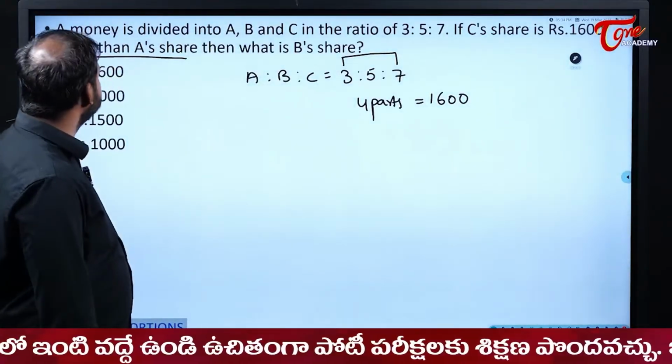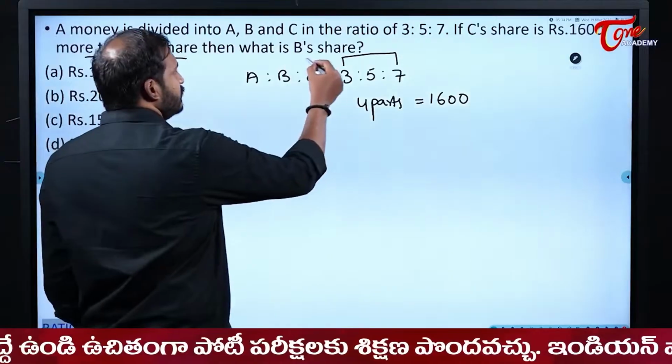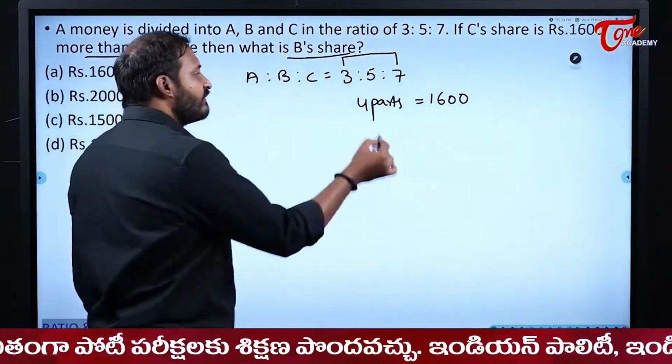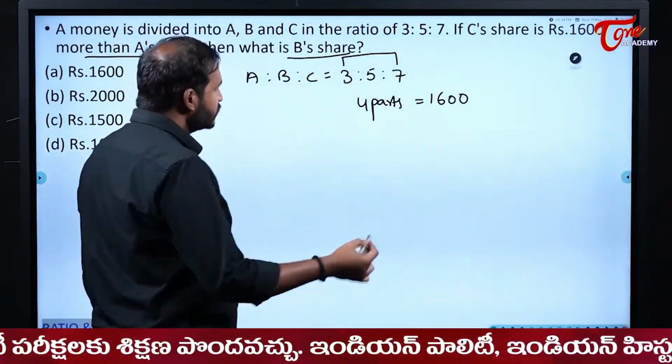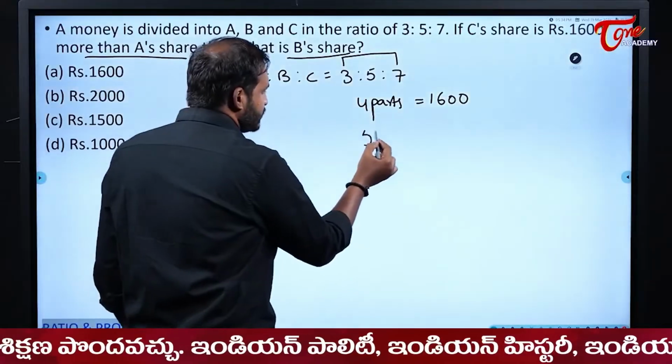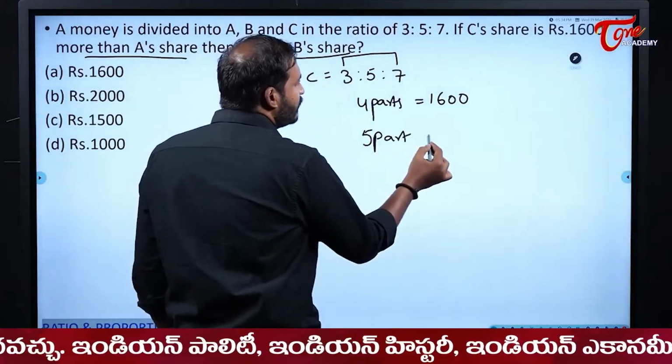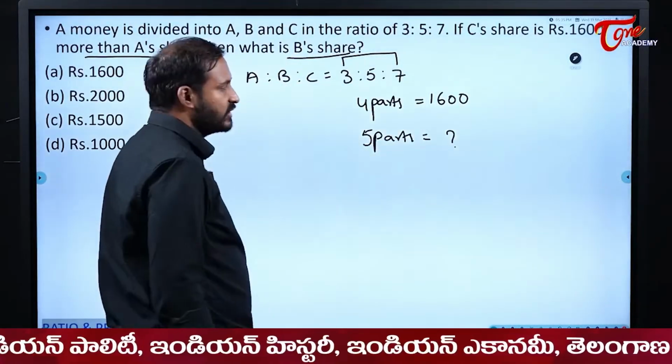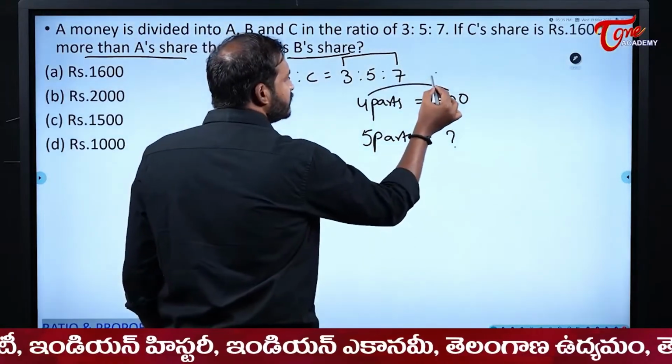And now they are asking us, what is B's share? You can find 1 part and apply it, or you can also do it directly. B's share is how many parts here? 5 parts. So 5 parts will become what for me here? Let us assume it as some x. If you are really good, please observe this one.